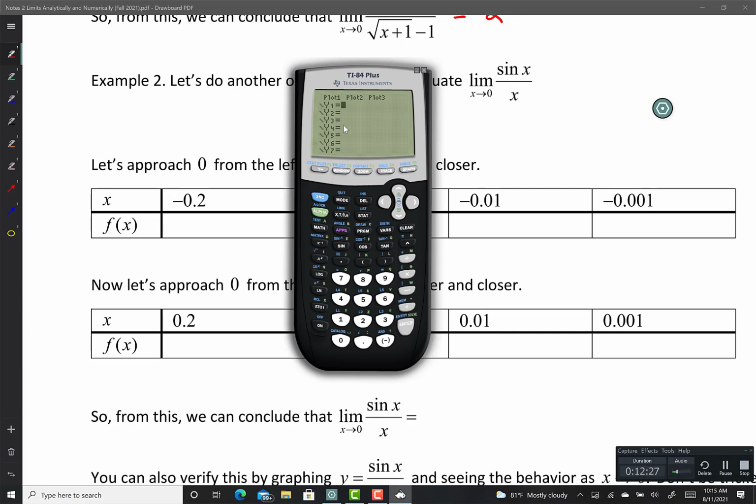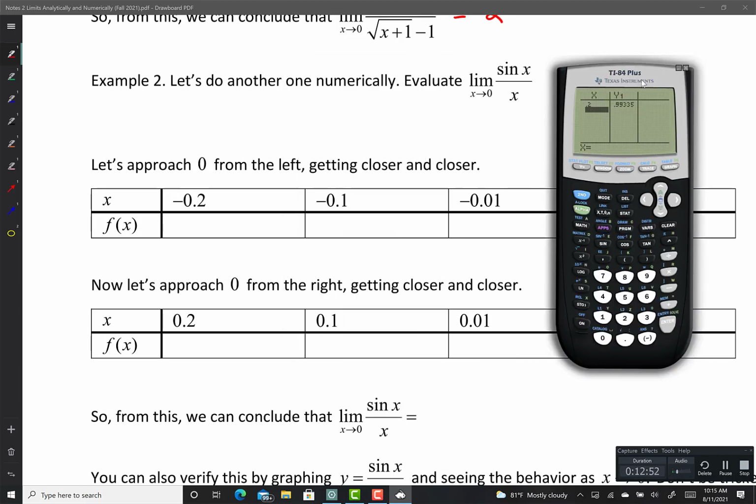All right, here we go, guys. I'm going to push sine x over x. I'm going to push alpha y equals to get the little fraction. I'll put sine x on the top, and I'm going to put x on the bottom. And now that I already have my table set, I can just go right to the table. And I can just type in 0.2. And let me tell you what I get for 0.2. I get 0.99335. Is that what you guys get?